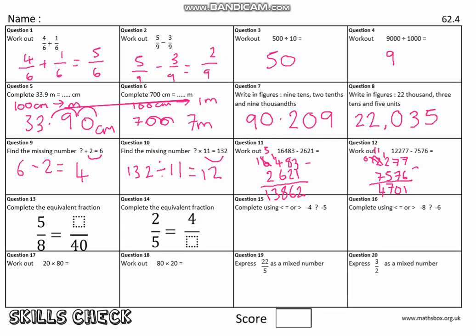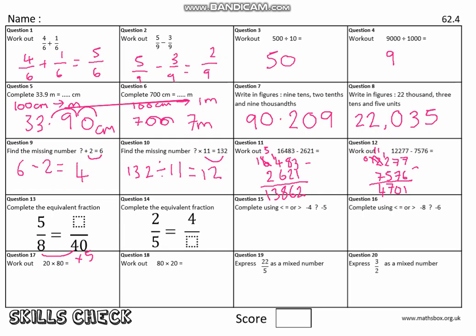It says complete the equivalent fraction. Okay, now remember equivalent just means same. So we want the fraction that's exactly the same. So we've got to figure out what did they do on the bottom, and then I'm going to do it on the top as well. So to get from 8 to 40, they've timesed by 5. Because 5 times 8 is 40.